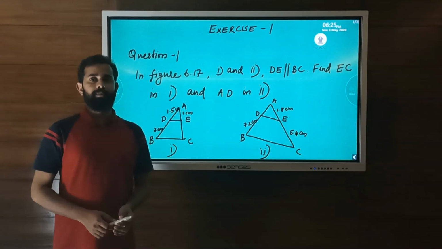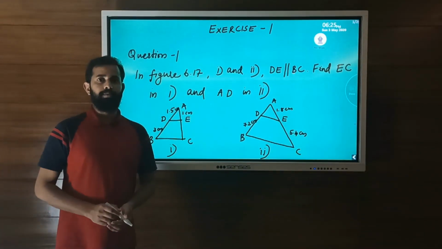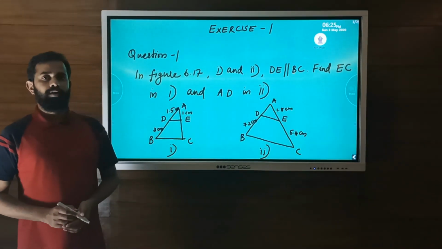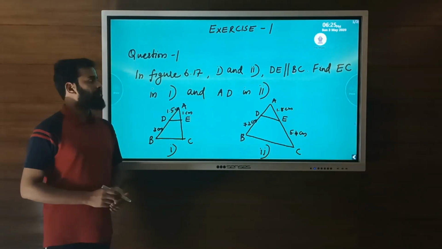We were discussing the chapter triangle, and we have already discussed the first theorem, the basic proportionality theorem. Based on that theorem, we are going to discuss the exercise questions.